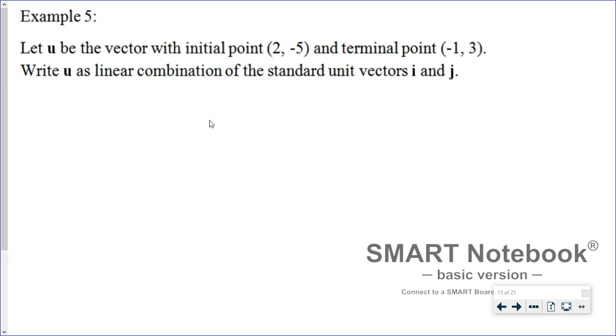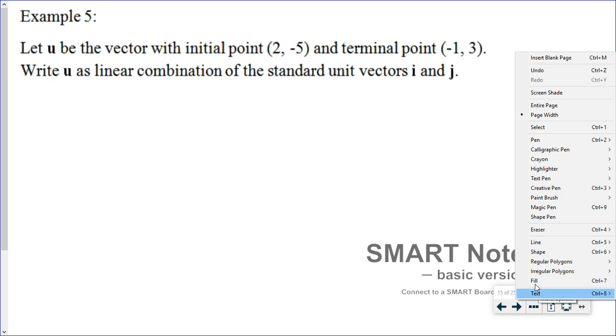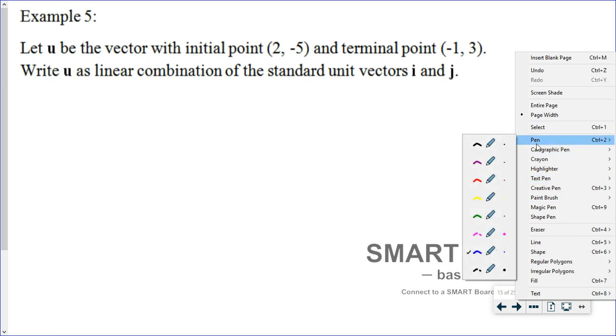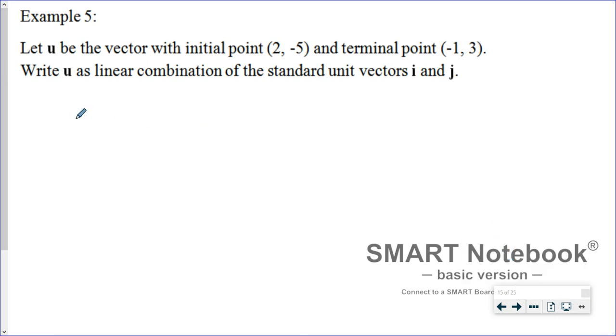Okay, so let u be the vector with initial point 2, negative 5 and terminal point negative 1, 3. Write u as a linear combination of the standard unit vectors i and j. We can still do what we did before, where we say u can equal 2 minus negative 1, comma, oh, it should be the other way around, sorry.